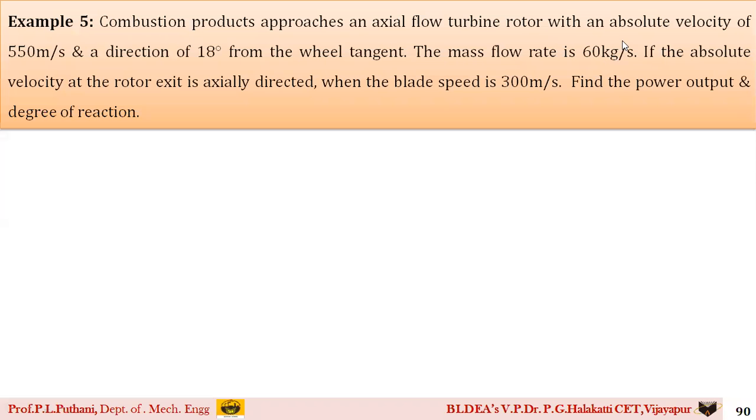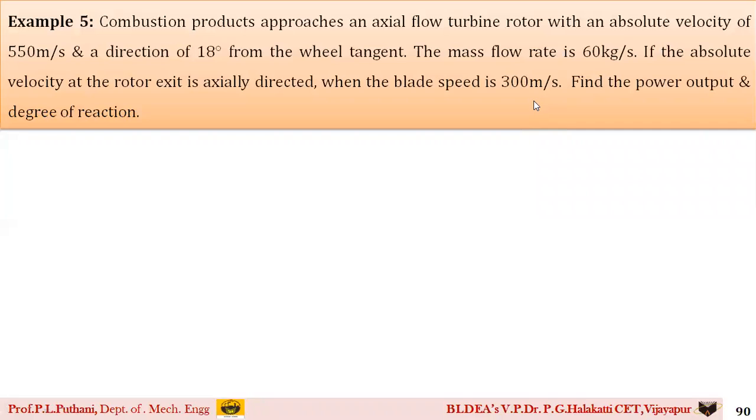So the first question visible on the screen says that combustion products approach an axial flow turbine rotor with an absolute velocity of 550 meters per second and a direction of 18 degrees from the wheel tangent. The mass flow rate is 60 kg per second. If the absolute velocity at the rotor exit is axially directed and the blade speed is 300 meters per second, find the power output and the degree of reaction. These are the things asked in the question.